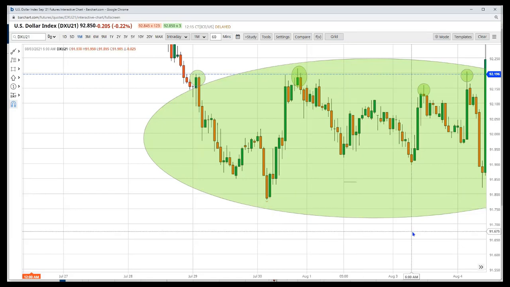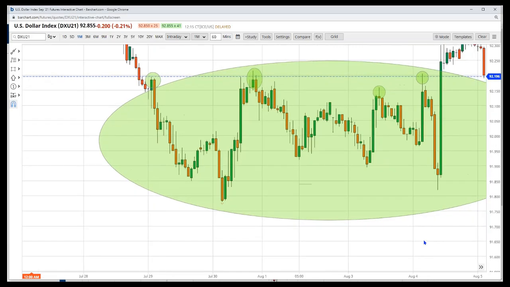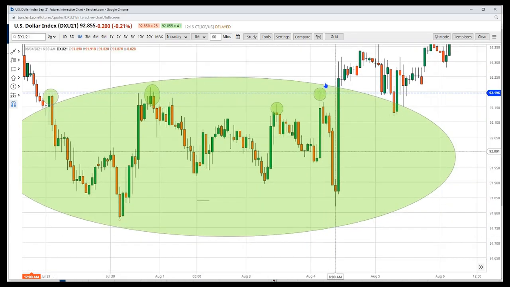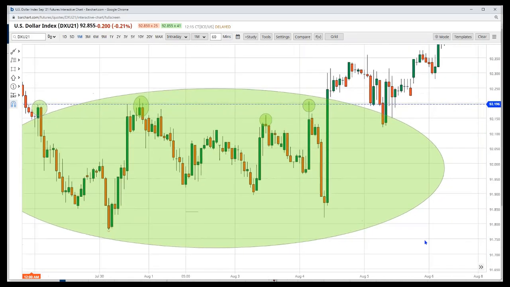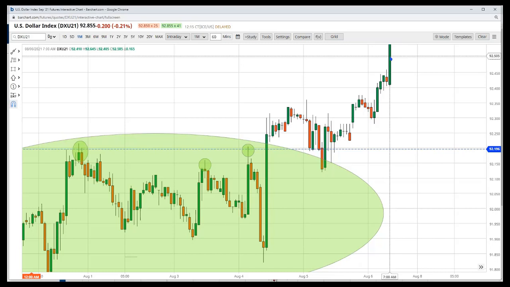Until eventually what happens is price makes a drop-base rally, breaks out above the previous area of resistance, makes a basing area, and then rallies away. Rally, base, rally, all right?